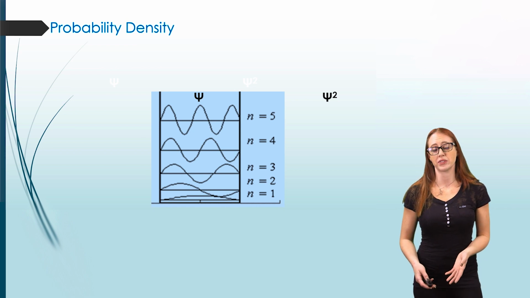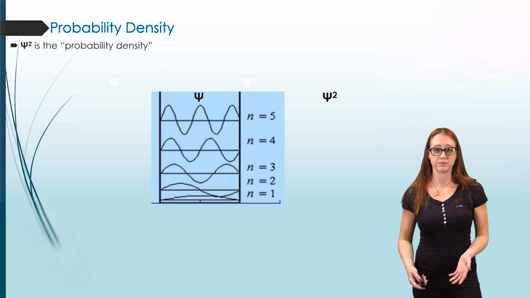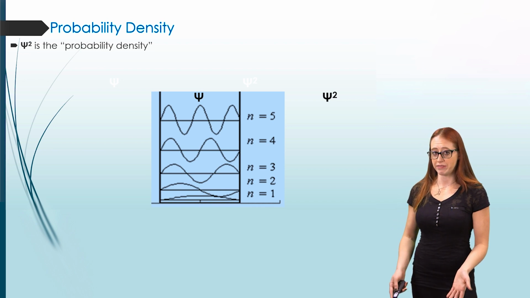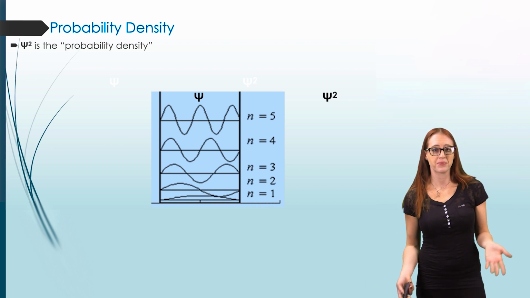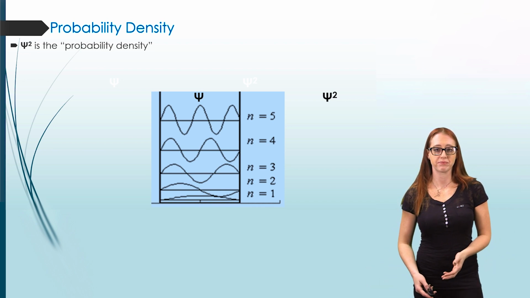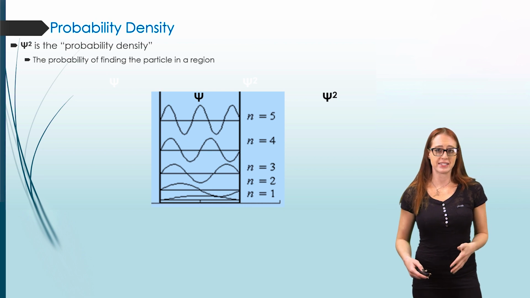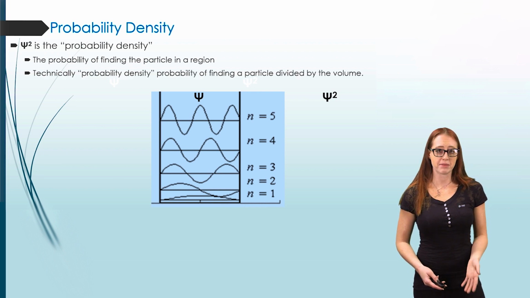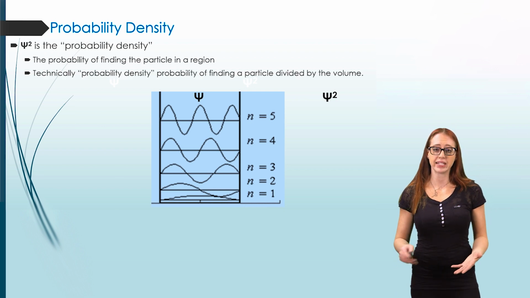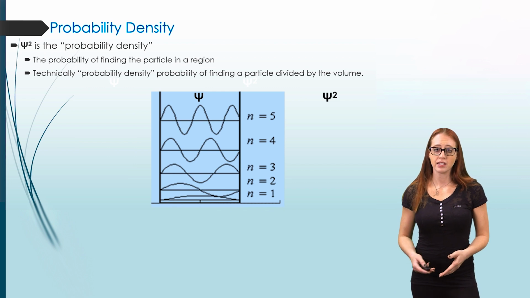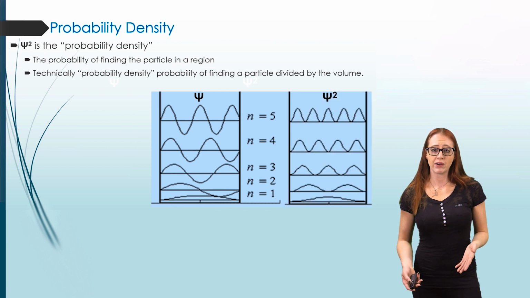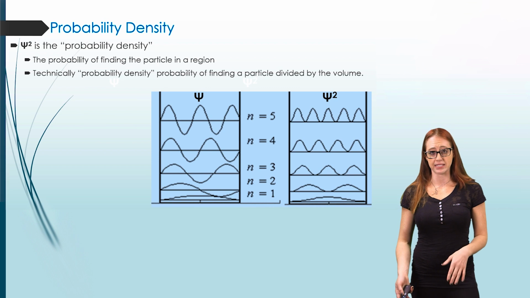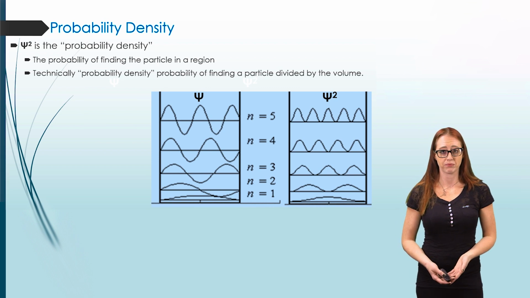Now let's introduce another quantity called psi squared. If psi is the wave function, to get psi squared, you simply square the wave function. The wave function itself doesn't have a physical interpretation, but psi squared, or the probability density, does. It tells us the probability of finding a particle within a given space. Here, I now have both the wave functions and the probability densities for the different particles shown.